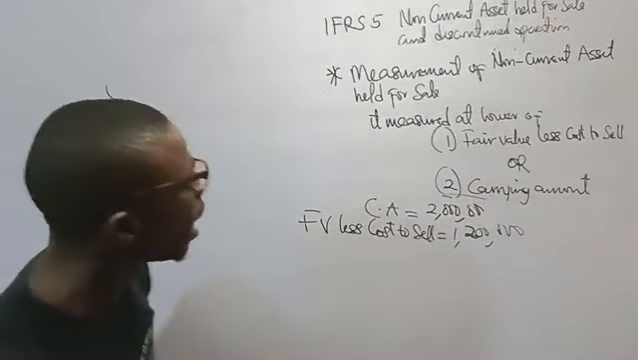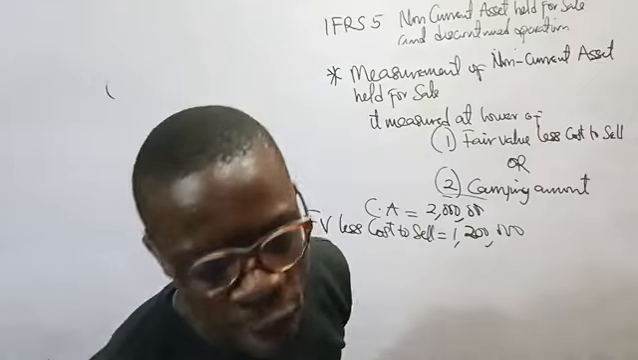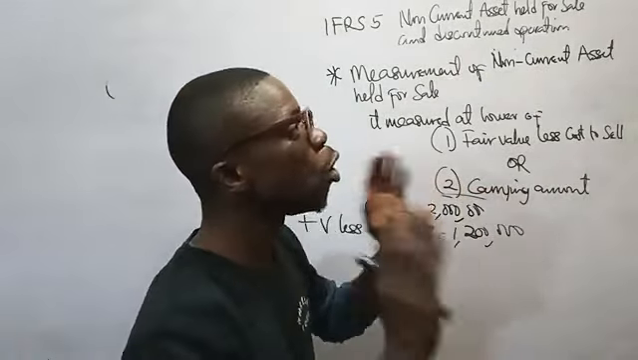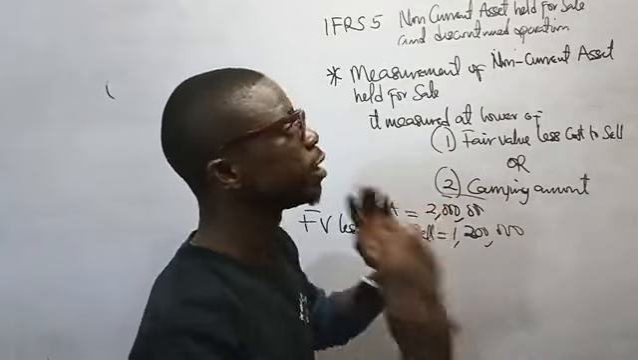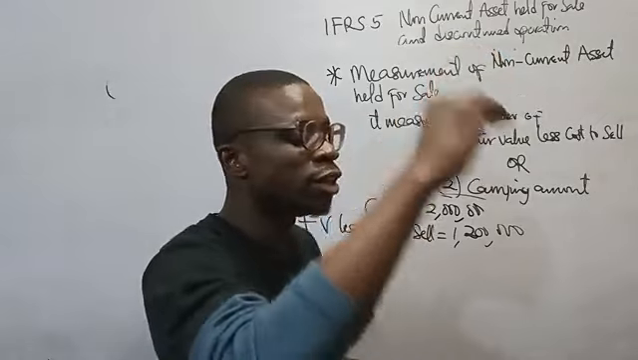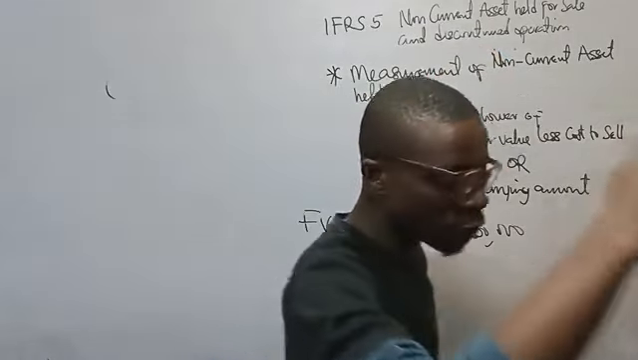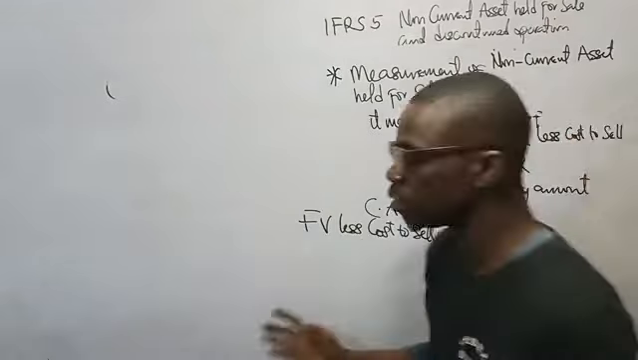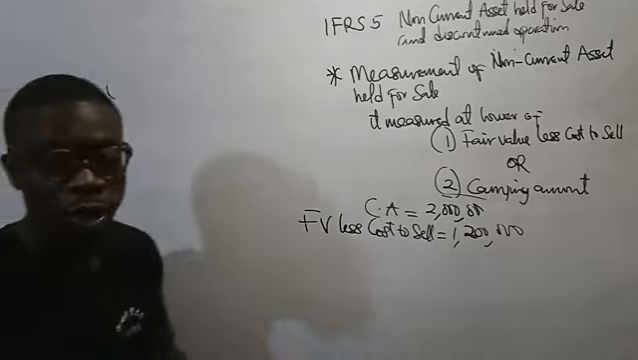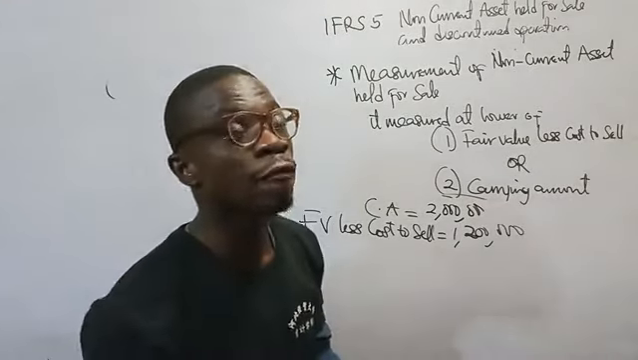But if the carrying amount is the lower amount, you don't need to do anything. Just continue to carry that asset at the carrying amount, because the carrying amount is the value of that asset in the statement of financial position. So you don't need to do anything. Just continue to value the asset in the statement of financial position.